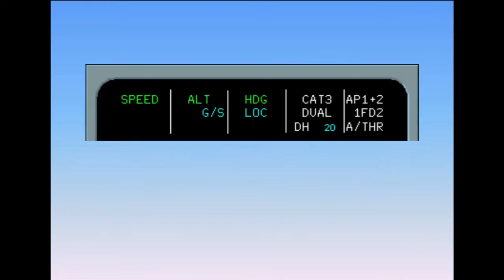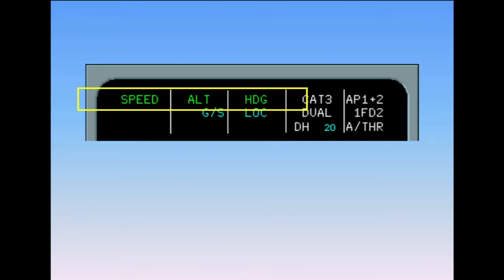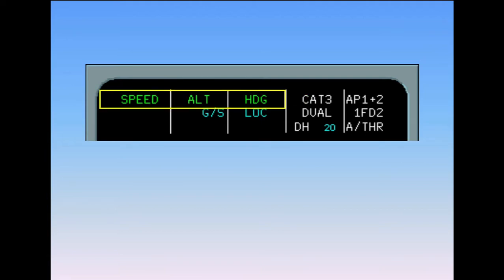The first line displays the engaged modes for the flight guidance system. In this example, the auto thrust is engaged in the speed mode. Thrust will be automatically adjusted to maintain the target speed. The altitude, ALT, mode is engaged for the vertical mode. The flight directors and autopilot will provide guidance to maintain altitude. The heading, HDG, mode is engaged for the lateral mode. Aircraft heading is being controlled by the pilots.